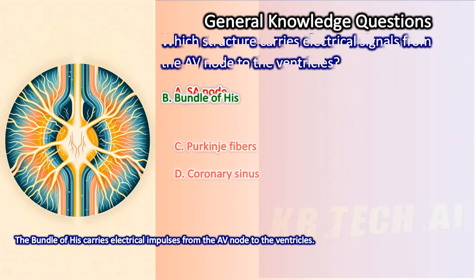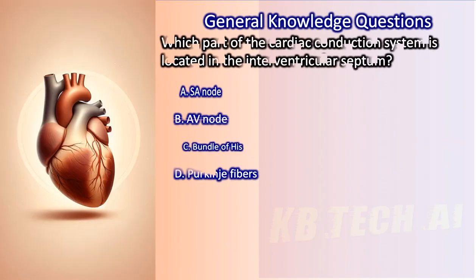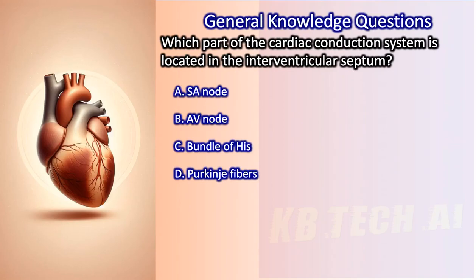The answer is option 2. Bundle of His. Which part of the cardiac conduction system is located in the interventricular septum? Option 1. SA node. Option 2. AV node. Option 3. Bundle of His. Option 4. Purkinje fibers.